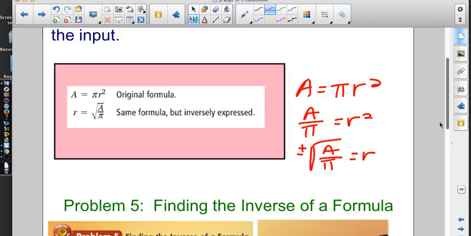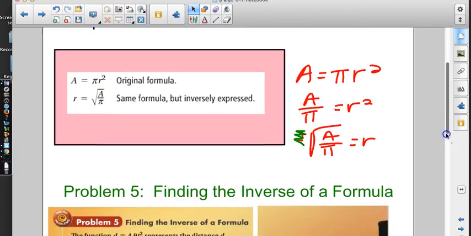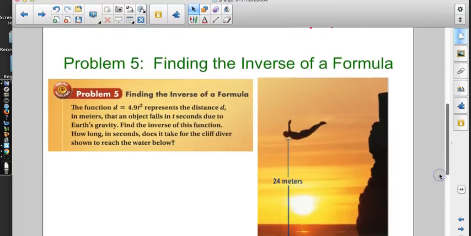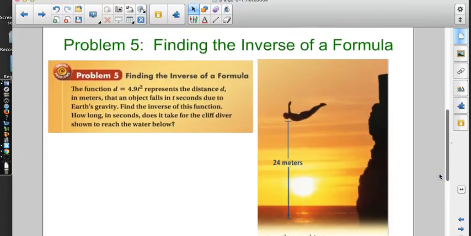Except this is a real world problem. Can the radius of a circle possibly be negative? No. So it would be silly to put that little plus or minus piece on here, and we would just drop that. Real world problems give us context, which means we can think through whether or not we should use that little plus or minus piece. So, finding the inverse of a formula.